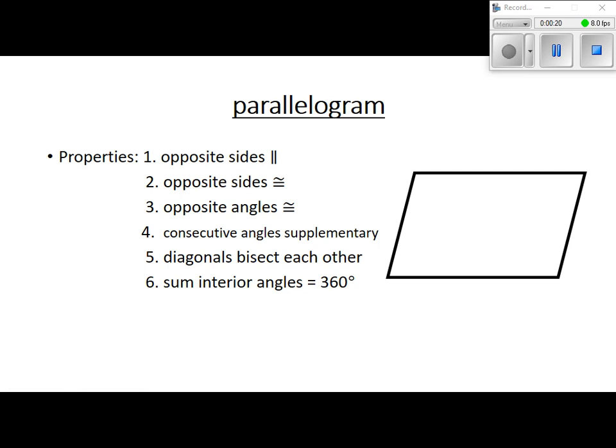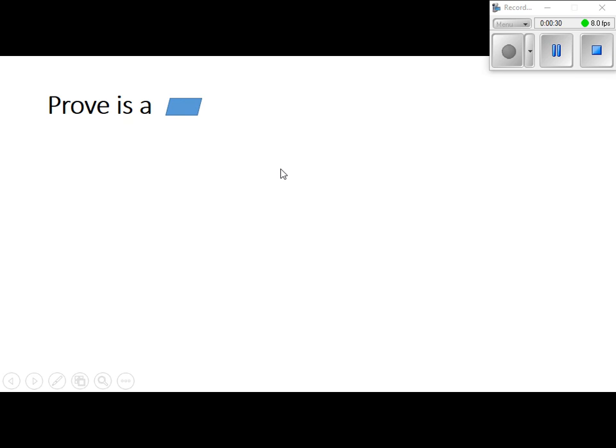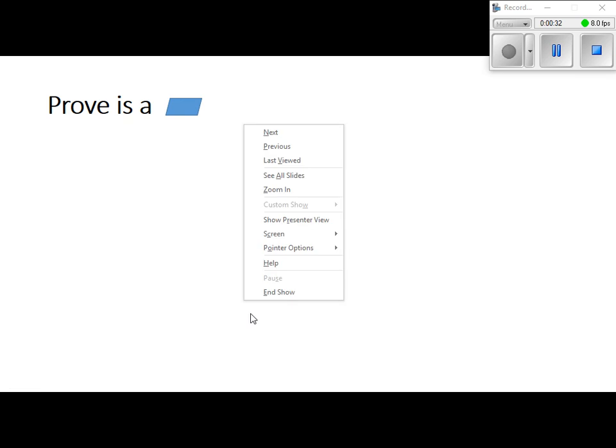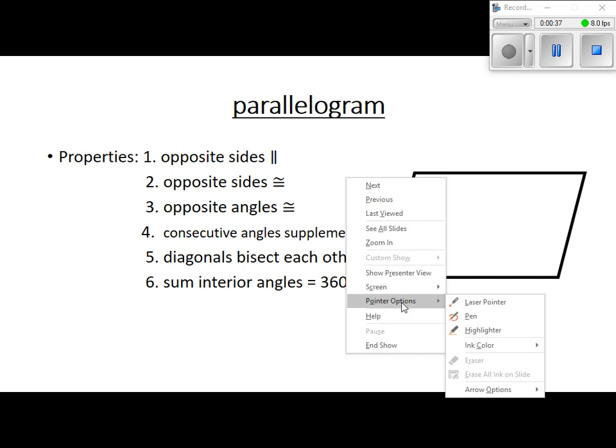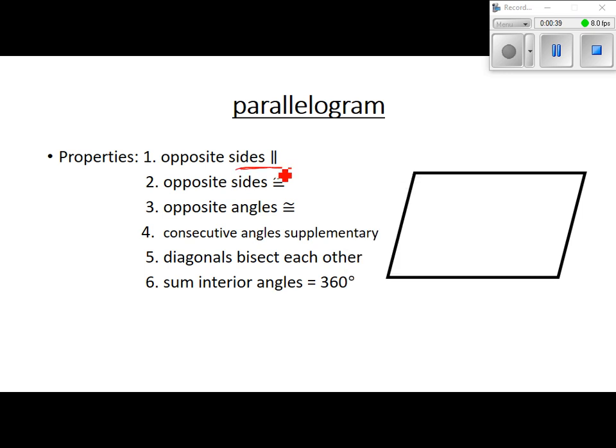We've already covered parallelogram. Just to go back over this real quick though, properties of a parallelogram. If they tell you a shape is a parallelogram, then you know opposite sides have to be parallel. So these two sides are parallel, these two sides are parallel. You also know opposite sides have to be congruent. So this side's congruent to that side, this side's congruent to that side.